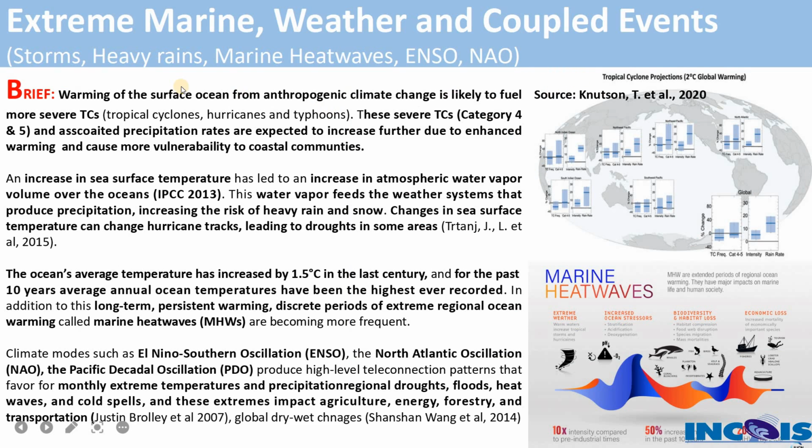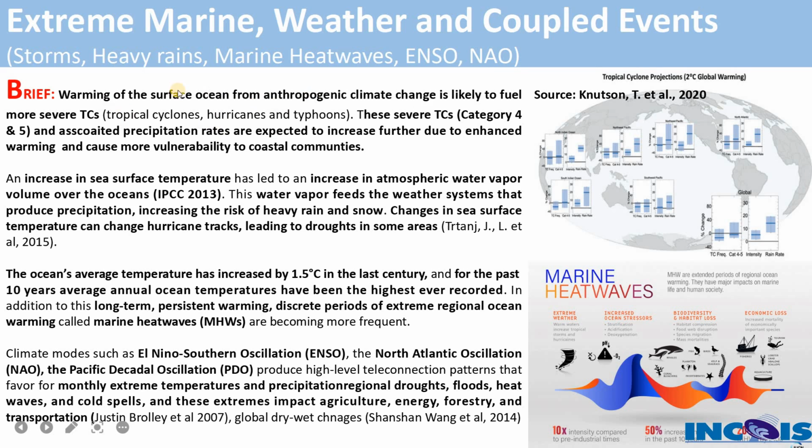So coming to another impact, that is the extreme marine weather and coupled events. These are like storms, I mean tropical cyclones. Somewhere you can call them hurricanes, typhoons, and associated heavy rains, marine heat waves, and some kind of climate modes like El Nino Southern Oscillation, North Atlantic Oscillation, Pacific Decadal Oscillation, and all, right?